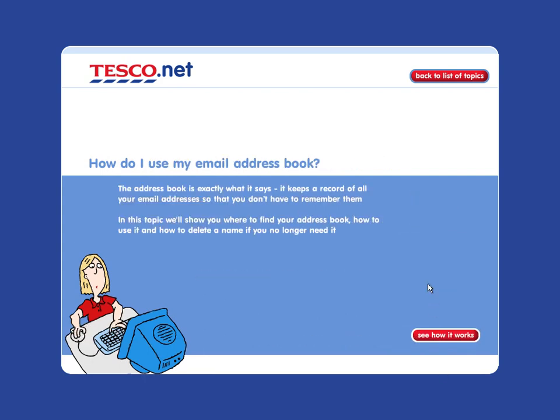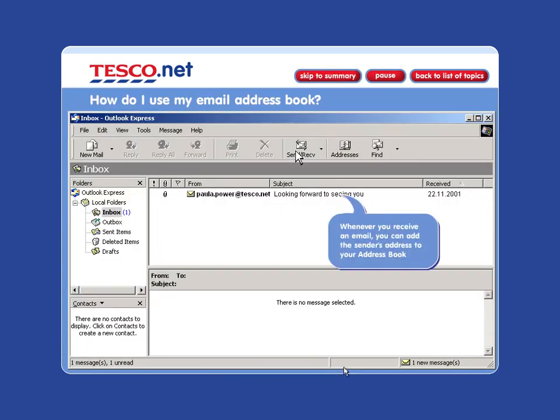How do I use my email address book? The address book is exactly what it says. It keeps a record of all your email addresses so that you don't have to remember them. In this topic, we'll show you where to find your address book, how to use it, and how to delete a name if you no longer need it. Whenever you receive an email, you can add the sender's address to your address book.